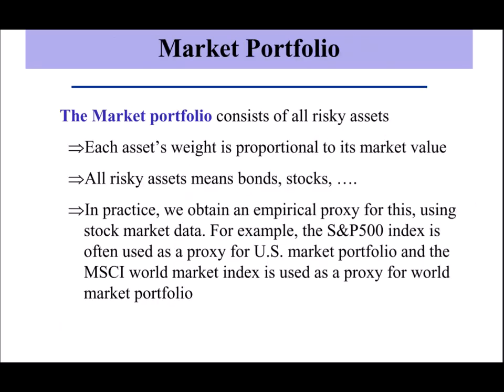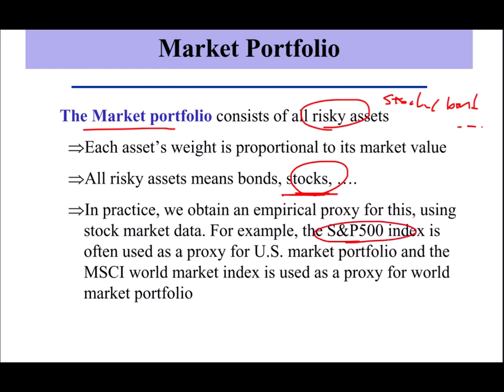What is the market portfolio? It consists of all risky assets in financial market. All risky asset means you have to include bonds or stocks or any risky asset traded in financial market. But in practice, when we talk about the market portfolio, it's normally the stock market portfolio. So we're going to focus on the stock case. In practice, we often use a stock market index as an empirical proxy for market portfolio. For example, in US, we use the S&P 500 index, and for the world market portfolio, we use the Morgan Stanley World Market Index.